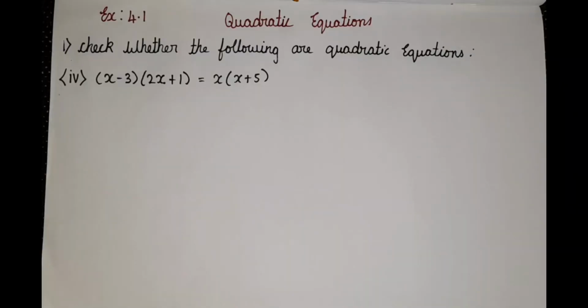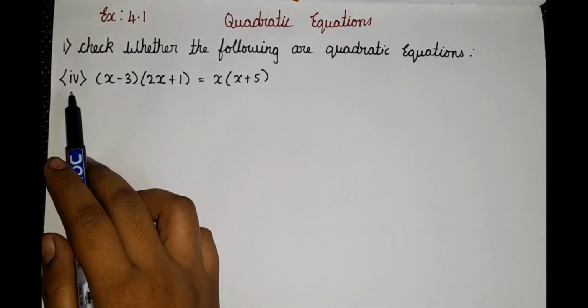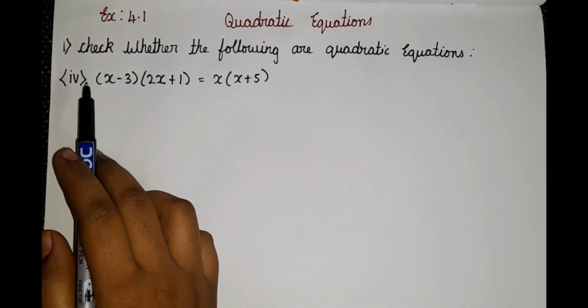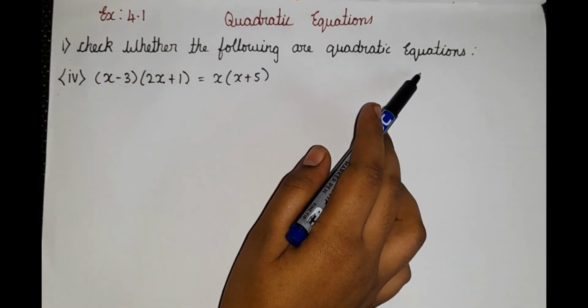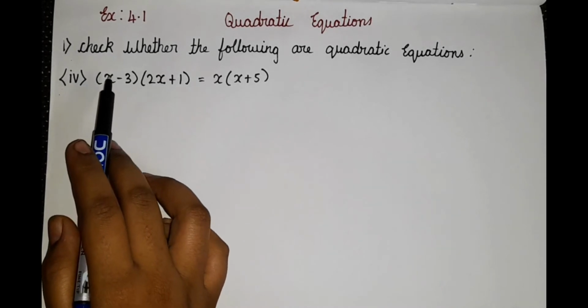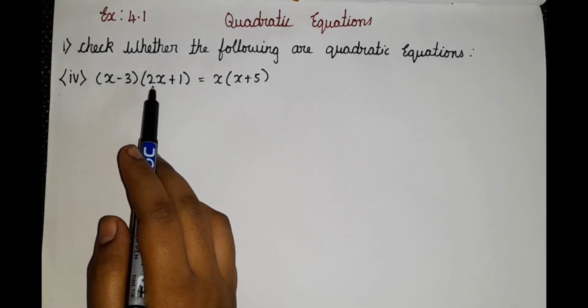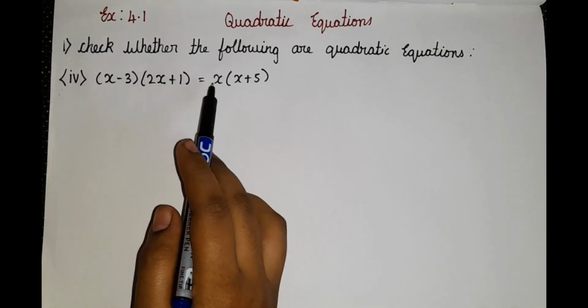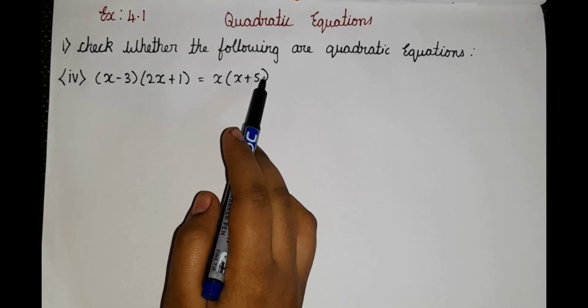Today we are going to be learning exercise 4.1, first question, fourth subdivision. Alright, now let's read the question. Check whether the following are quadratic equations. The fourth subdivision is (x minus 3)(2x plus 1) is equal to x(x plus 5).